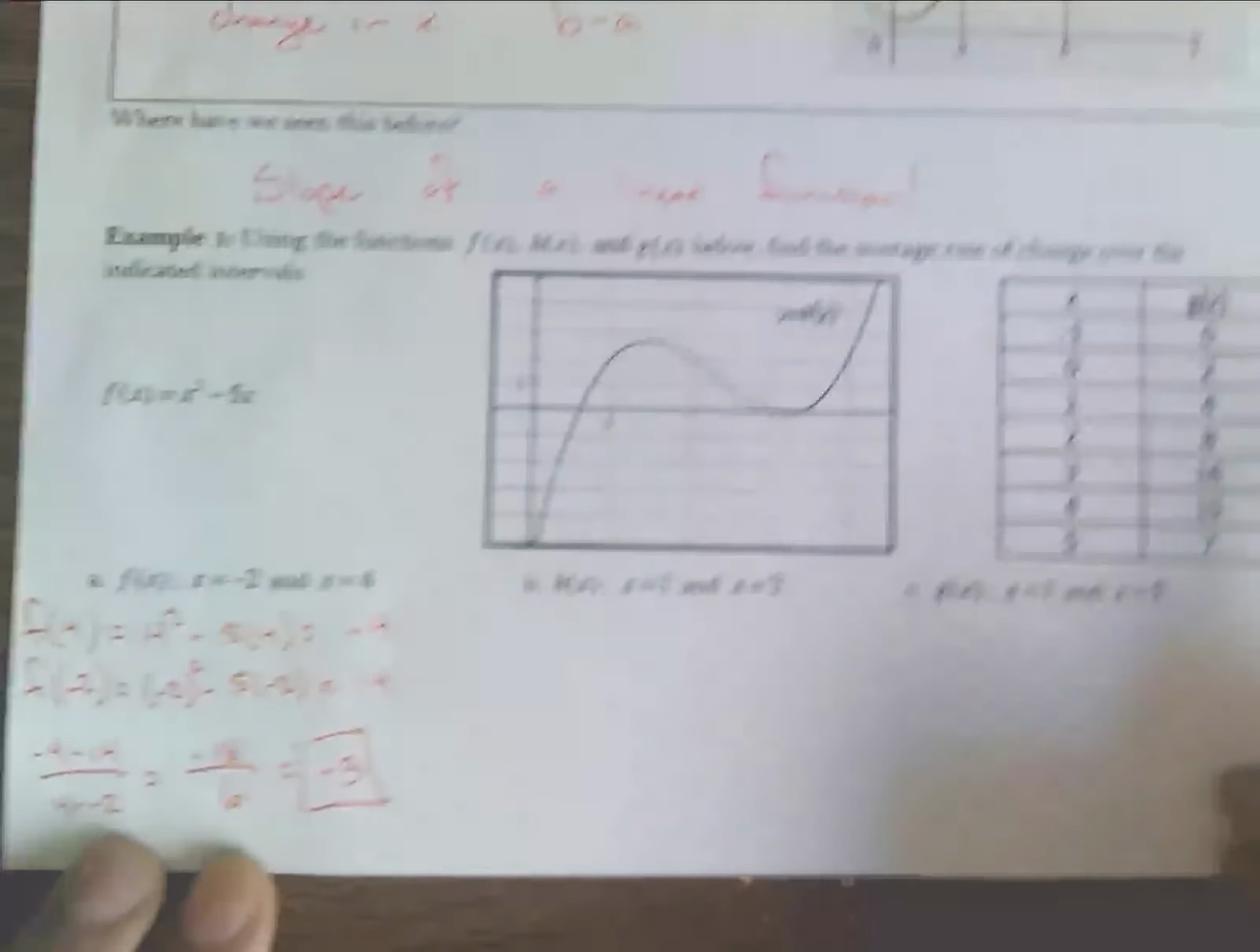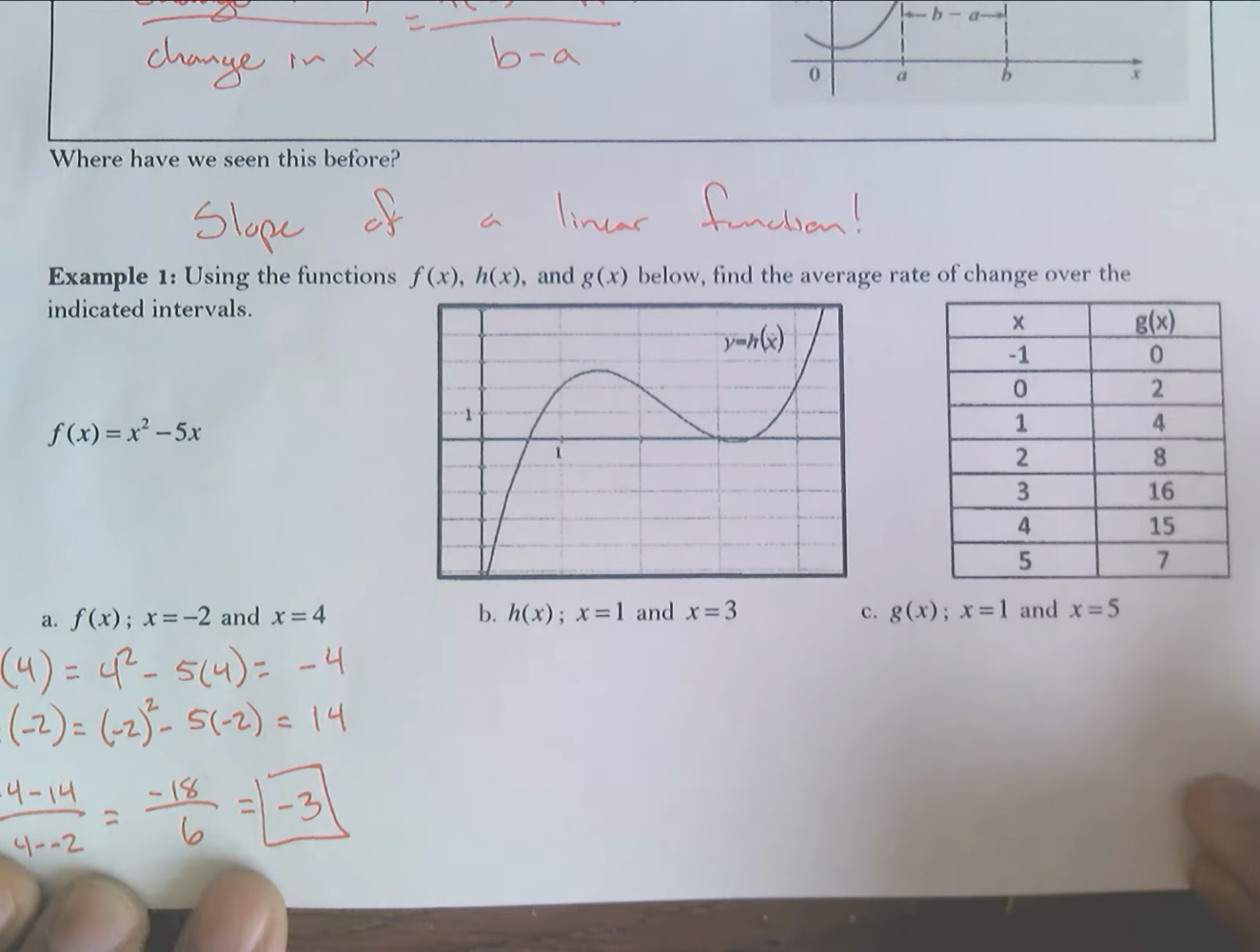Let's try another. Here we're looking at h of x, and I've given you the graph. So we need to find the average rate of change from 1 to 3. So at x equals 3, let's take a look at the function value, or h of 3. Looks like it crosses the x-axis here, so this is an x-intercept. The function value at 1, or h of 1, looks like right here. So this point we could say is (1, 2).